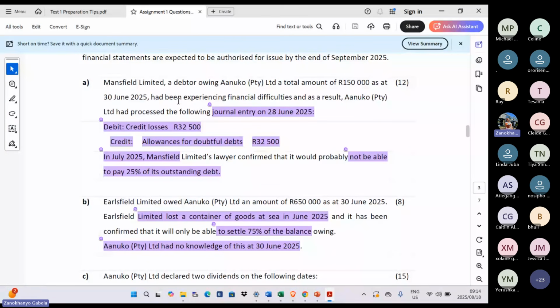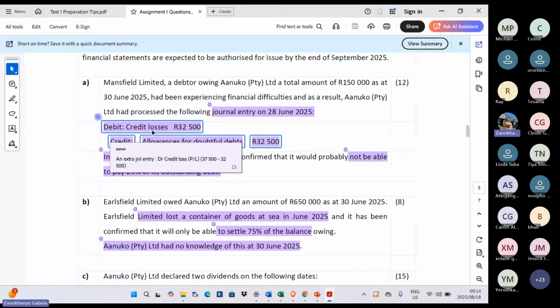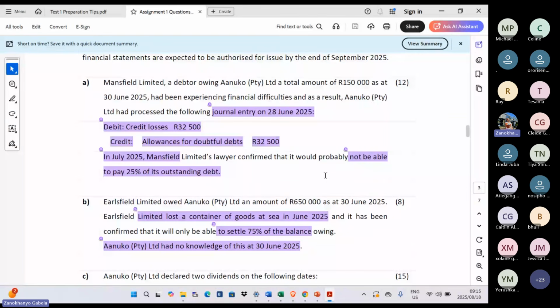And then how do we adjust our financial statements? We process a journal entry. What is this journal entry? It's the same one. But then obviously we need to calculate first 150 multiplied by 25%, and then take that amount minus what's already been processed, then voila, we have your transaction complete in terms of that 12 marks. You get your 12 marks. Perfect. Let's go to B.